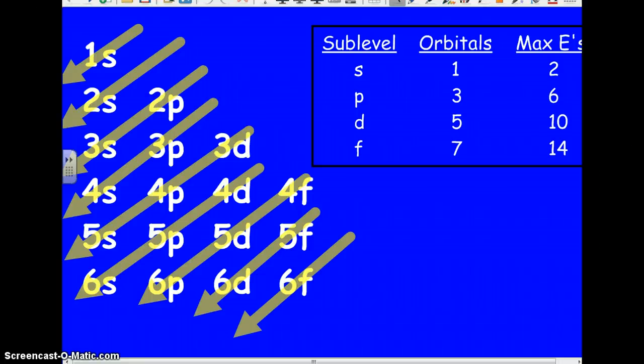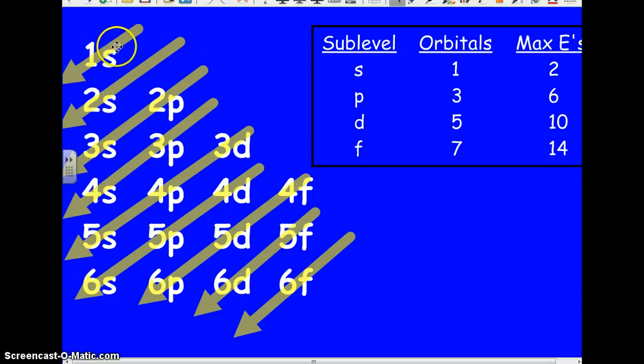Today we're going to take a quick look at some items from Chapter 5: the electron configuration, the arrow diagram, and the Lewis dot diagram. To do the electron configuration, all you need to do is follow these arrows. So after 1s, you would come to 2s. That arrow ends and you would come to 2p, and then 3s, then 3p and 4s, and so on.